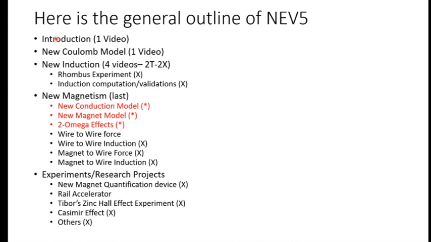And the other thing I've decided is that, usually, I typically like to release the paper first and have it copyrighted before I produce any videos. But the interesting thing about New Electromagnetism V5 is that most of the stuff has already been released in one form or another. The only things that are proprietary that I have not released are the two omega effects, the new conduction model, and the new magnet model. So what I may do is just start producing the videos for the parts we already have, and then produce a small paper just on these, get that copyrighted, and then produce those videos.